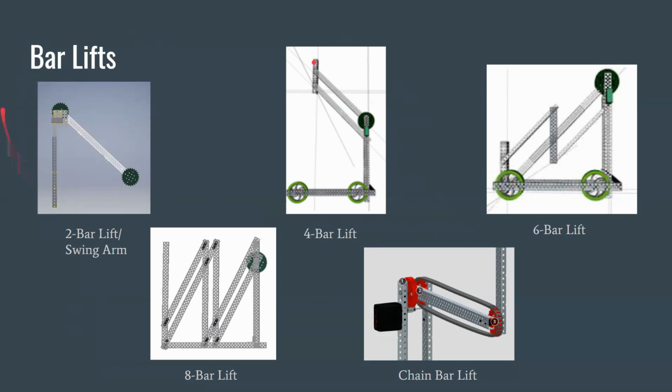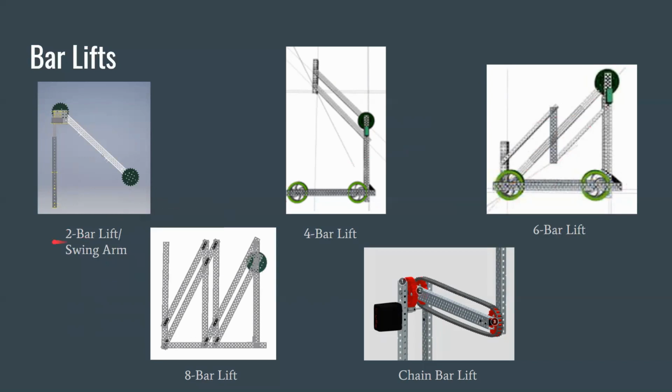So things like claws can be attached to the ends of these lifts in order to grab game pieces. And keep in mind that there are different versions of each of these lifts, and the diagram only shows one way to build them. Different teams may choose to build 6-bar lifts in different ways.